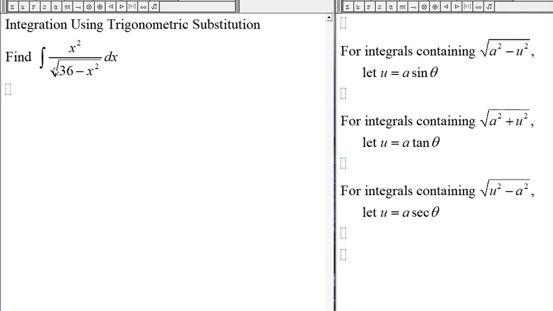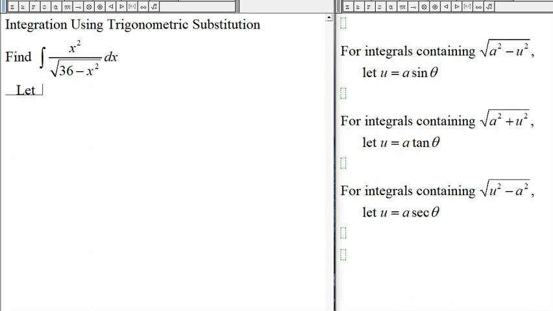Here we have the integral of x squared divided by the square root of 36 minus x squared. And this has the form of a squared minus u squared. And so since we have the square root of a squared minus u squared, then we'll use the suggestion: let u be a sine of theta. And if we use this suggestion, then a squared would be 36, u squared would be x squared.